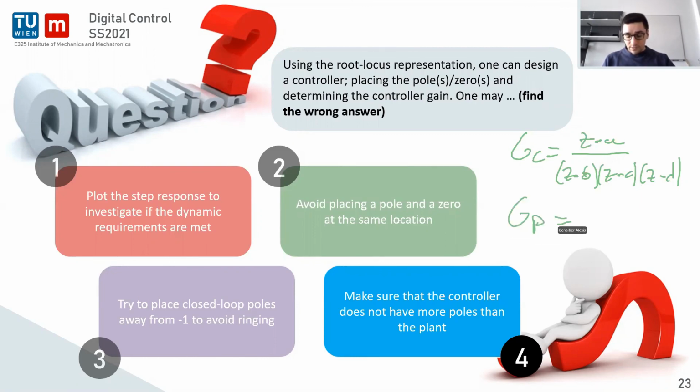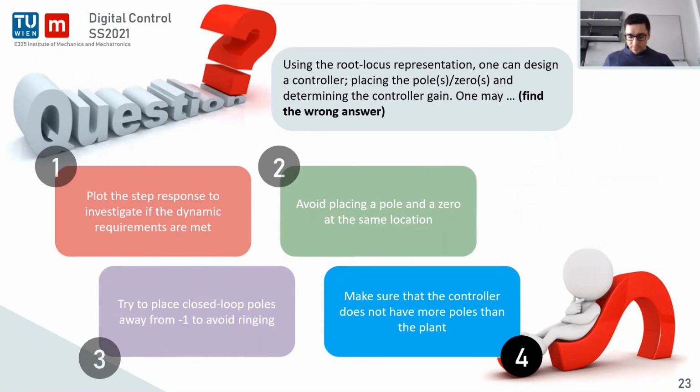Even if my plant is 1 over Z minus 1, for example, then here the controller is higher order than the plant, but this is not a problem. It can be a problem for the controller complexity, but it's not a problem in terms of causality or in terms of feasibility. So you always make sure that the controller does not have more poles than zeros, but the complexity of the controller has nothing to do with the complexity of the plant. The controller can be way more complex than the system, sorry. It's absolutely not a problem.